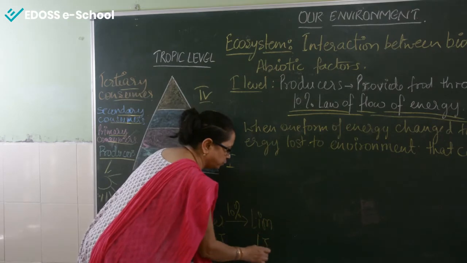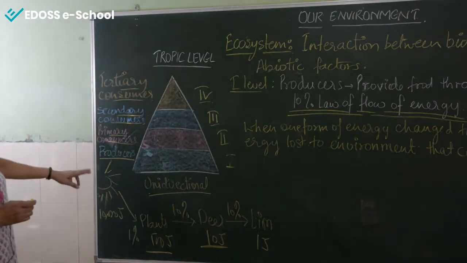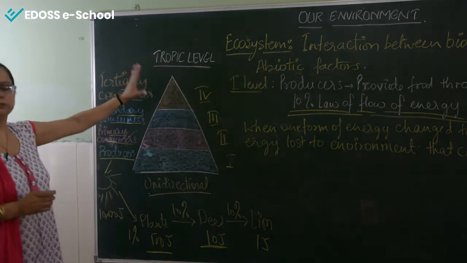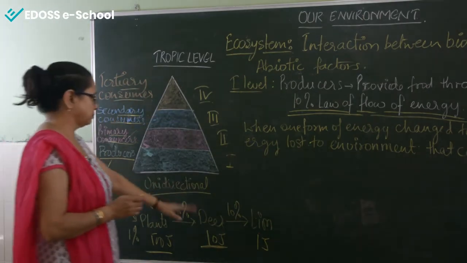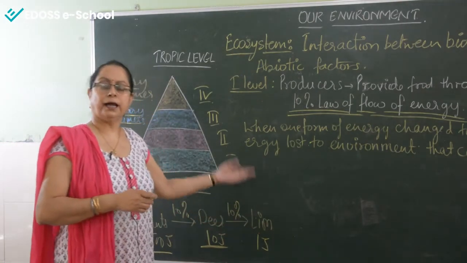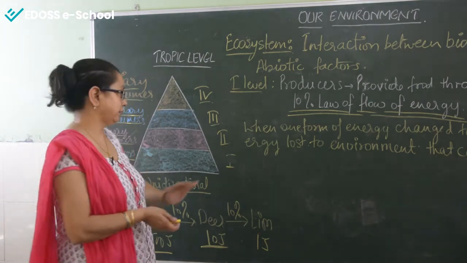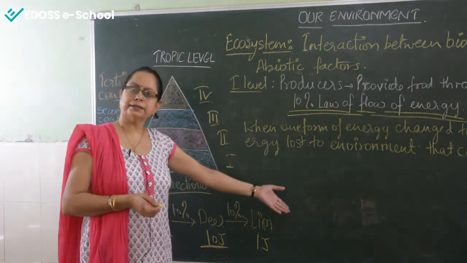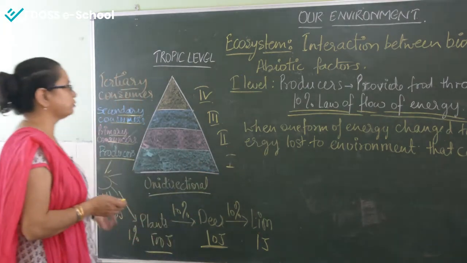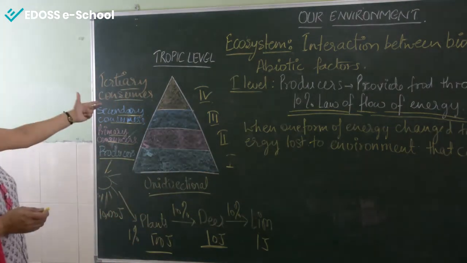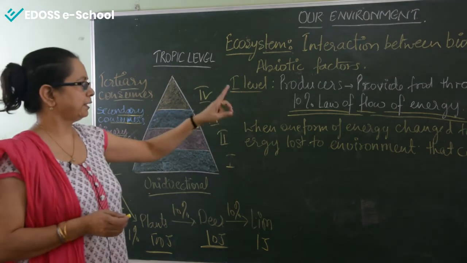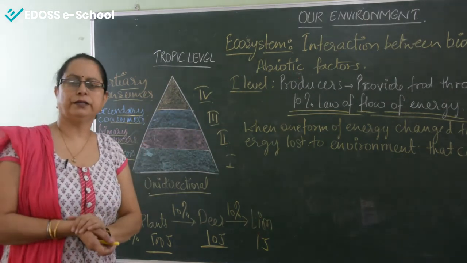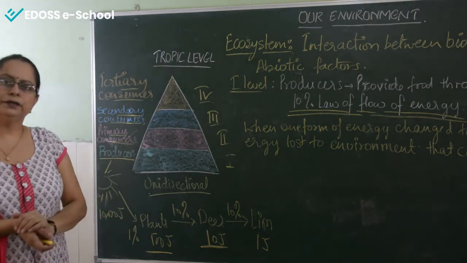That is 1 joule. So you can see that is why trophic levels have a maximum of 4 levels, because energy is lost in a very great quantity, and very little energy is shifted to the next level. So this is all about the trophic levels and the 10% law, regarding the flow of energy. This is all for today. Thank you, class.